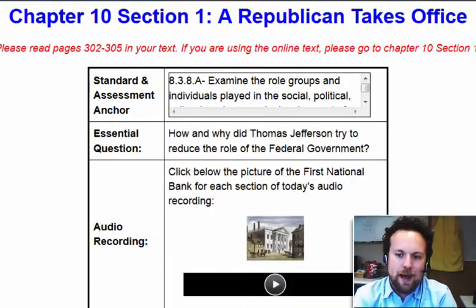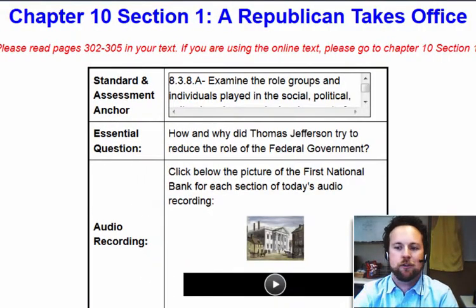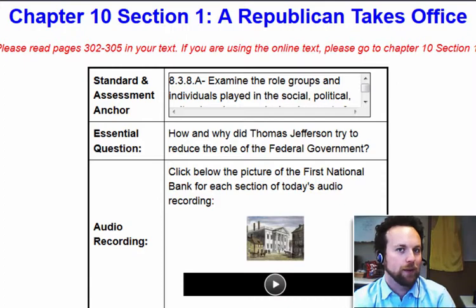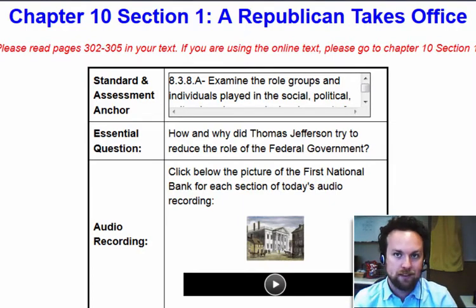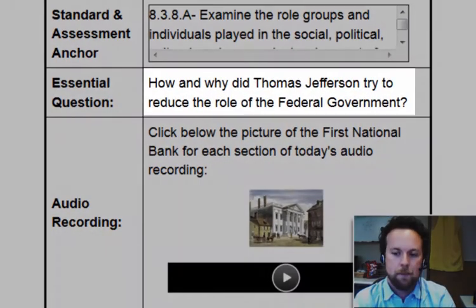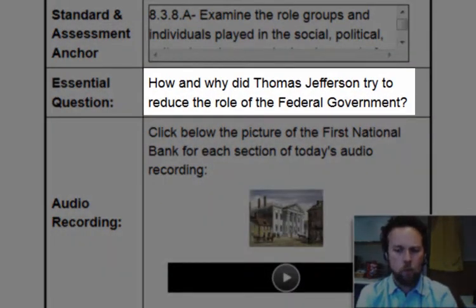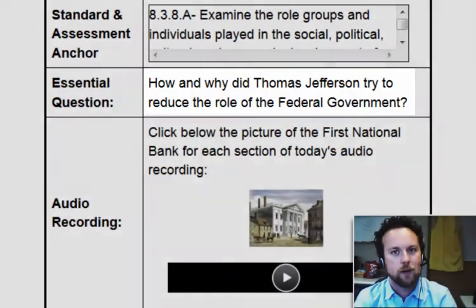Hello, everybody. Welcome back. Today, we are looking at Chapter 10, Section 1, A Republican Takes Office. This whole lesson is going to be about Thomas Jefferson as the third president and some of the things that he did to help define what a president can and cannot do. You can see that in our essential question for today: how and why did Thomas Jefferson try to reduce the role of the federal government?